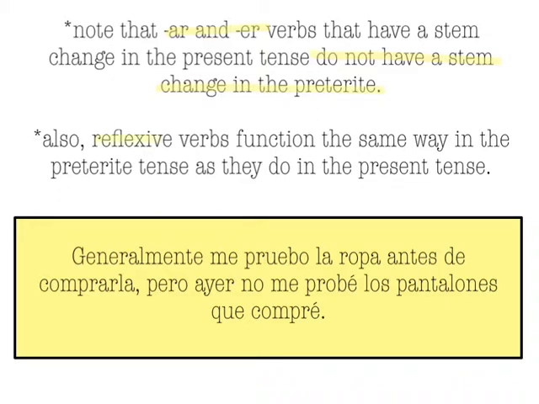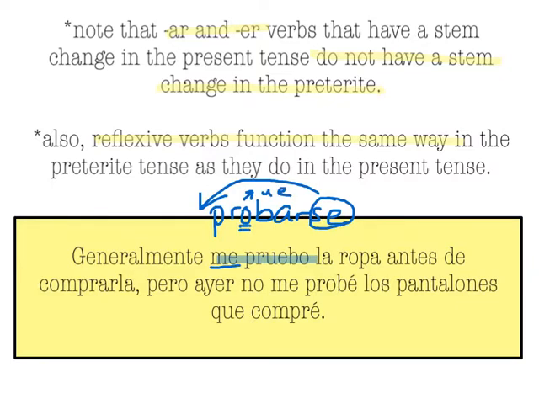Also, reflexive verbs function in the same way in the preterite tense as they do in the present tense. So we'll just look at an example here quickly. Generalmente me pruebo la ropa antes de comprarla. That's our present tense verb. A couple of things that I want to point out here. Because probarse is the verb, just like we would do in the present tense, they went ahead and took the same, moved it out front, and changed it to the appropriate thing. So we have me. The other thing that I want to point out is that probarse is an O to UE stem changer. So you can see the O to UE stem change here. And then it'll be just a little bit different in the preterite because we don't stem change.